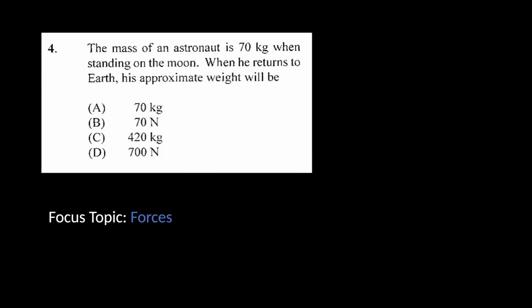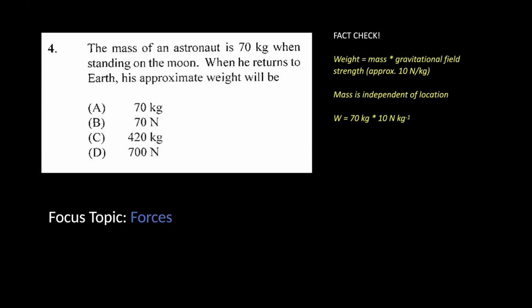All right, number 4: the mass of an astronaut is 70 kilograms when he's standing on the moon. When he returns to Earth, his approximate weight will be. Now, weight is independent of mass. So the weight of a body is actually dependent on a person's location. On Earth, the approximate value of the gravitational field strength is 10 newtons per kilogram. So to find weight, multiply the mass in kilograms by the gravitational field strength. So we would get 700 newtons.